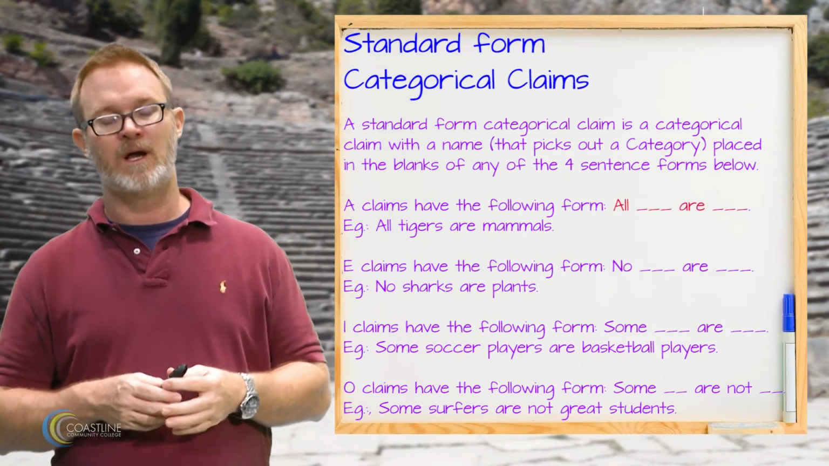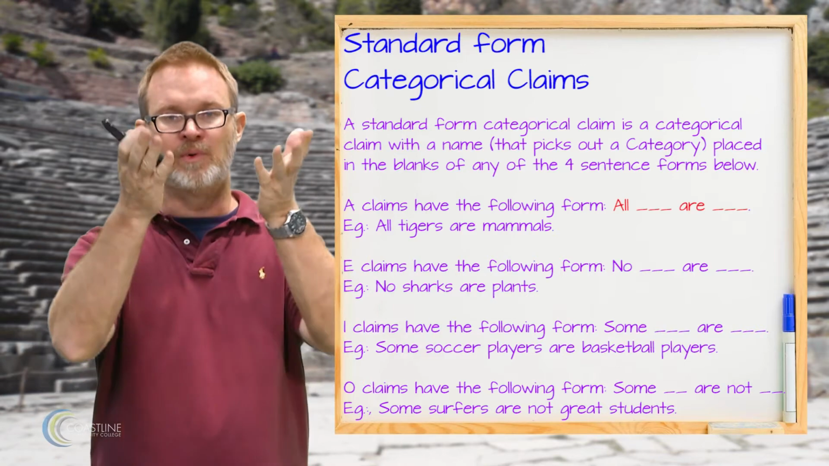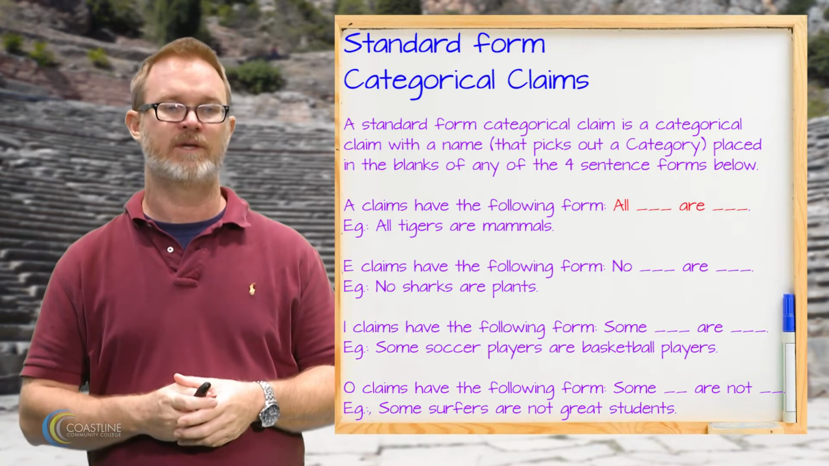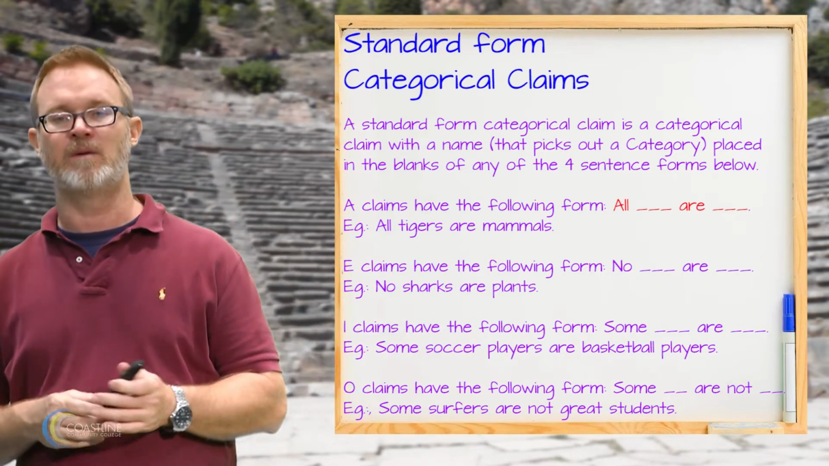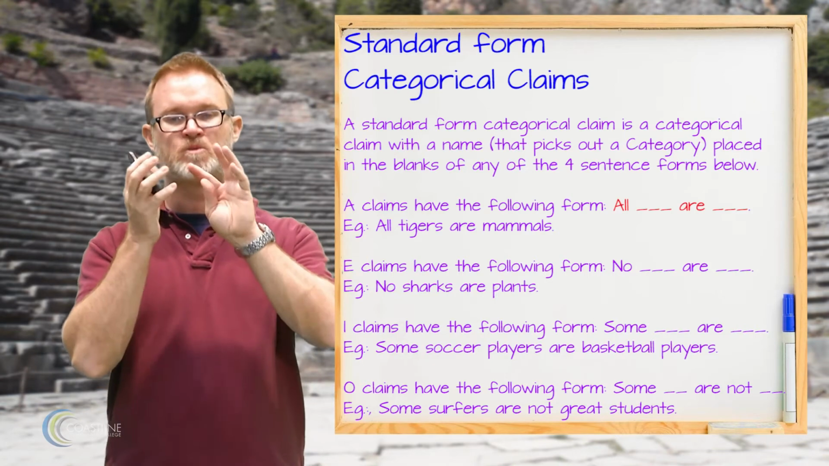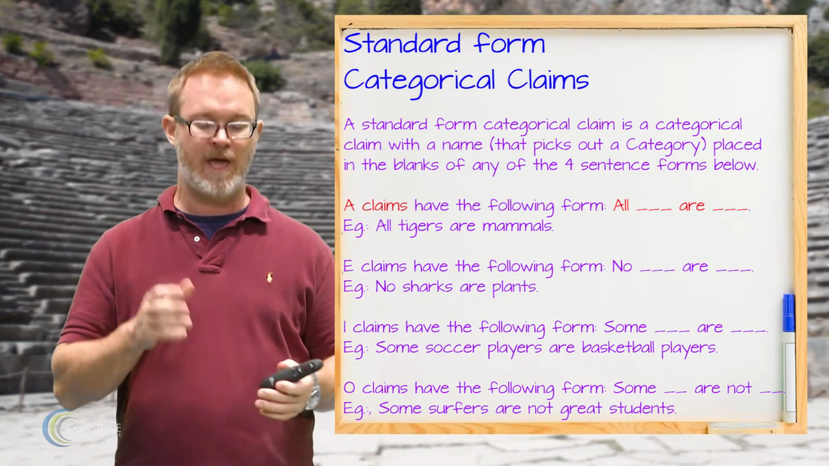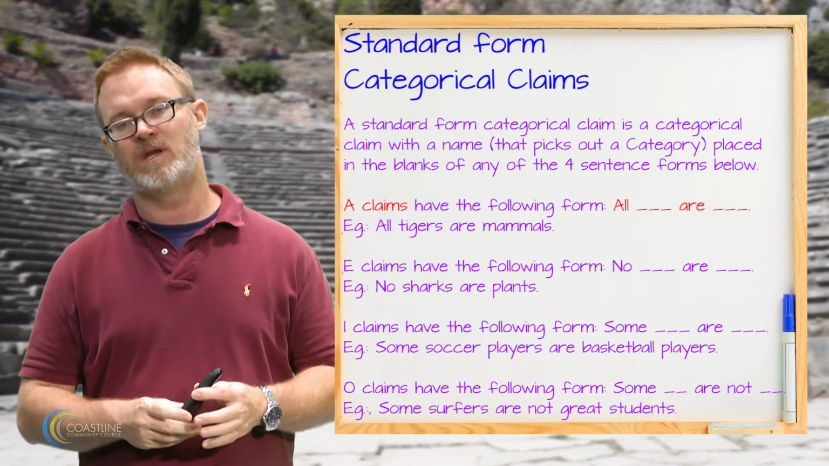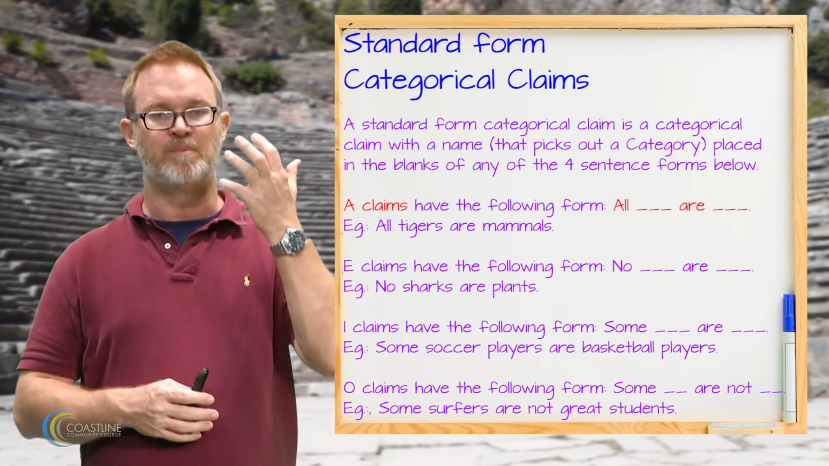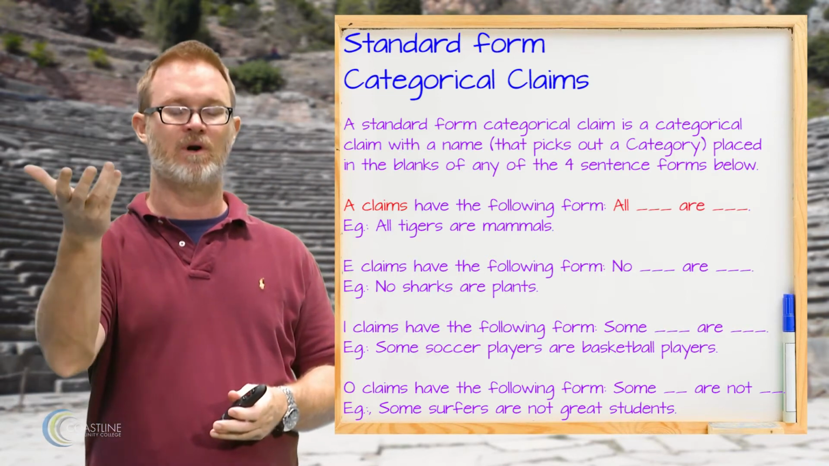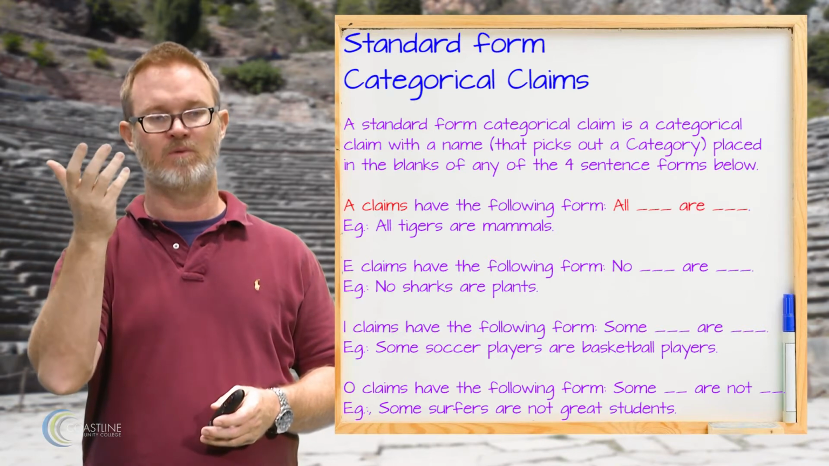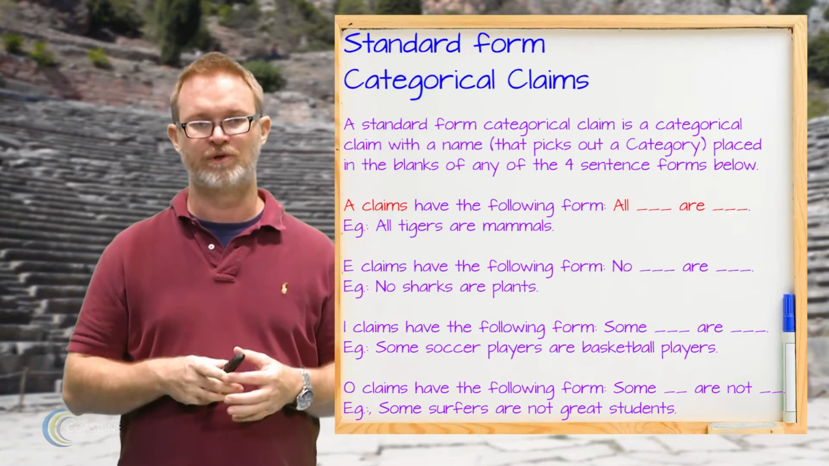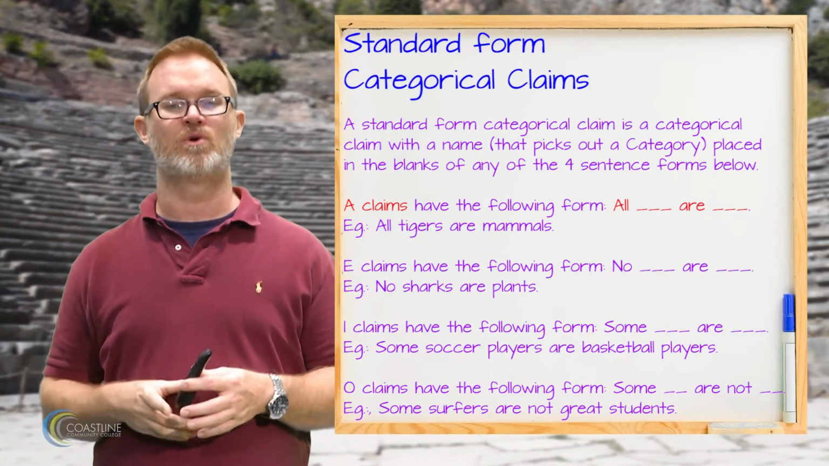So the first one has a form which says all blanks are blank. For example, I could say all tigers are mammals, right? That is a standard form categorical claim. Now we call that type of claim that has that specific form an A claim. An A claim begins with the word all, right? That's kind of like the quantifier word in the beginning of the claim. And then it has a placeholder, and then it has what we call the copula, or the word are here, which is a kind of present tense plural of the verb to be, and then it has another placeholder, right?